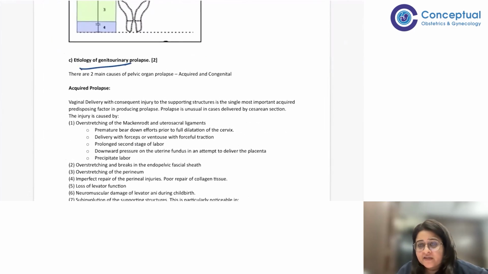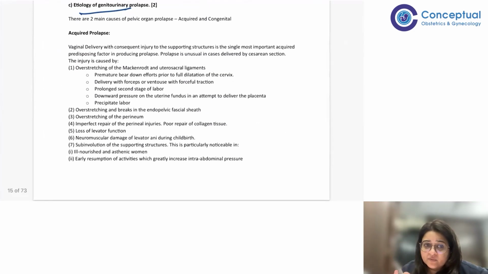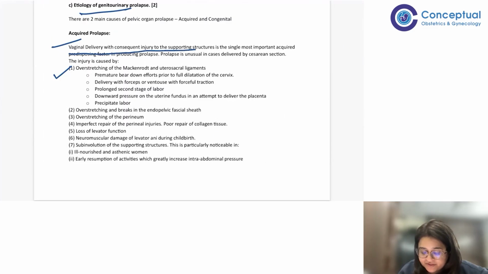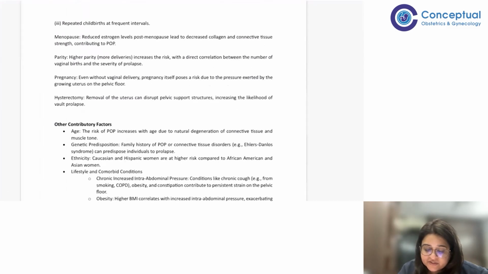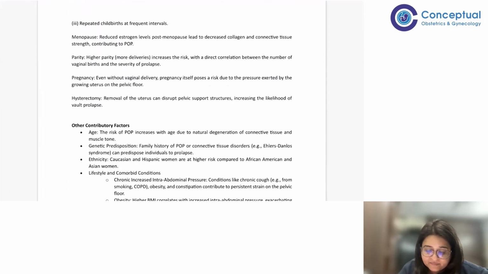Etiology of prolapse, again, quite easy. Divide this as acquired and congenital. In acquired prolapse, most of the time the cause could be an injury during delivery. So vaginal delivery with consequent injury to supporting structures is the single most important acquired predisposing factor. So all these things are points related to the injury, what all can happen during injury. Mentioning injury is enough. Then menopause, second most important point you should remember is menopause.